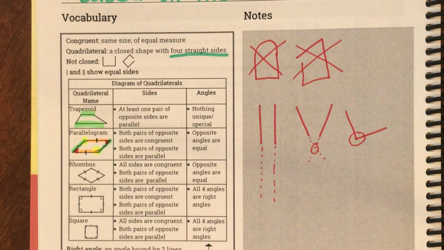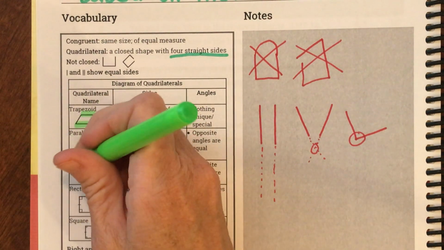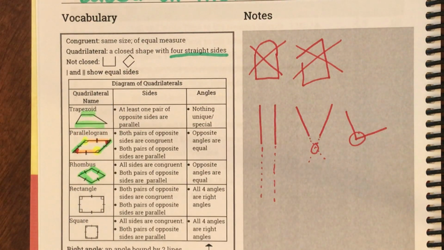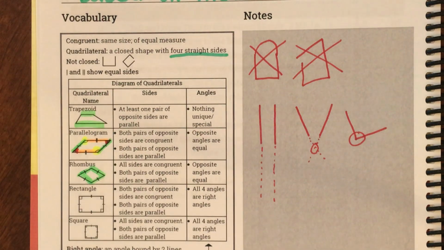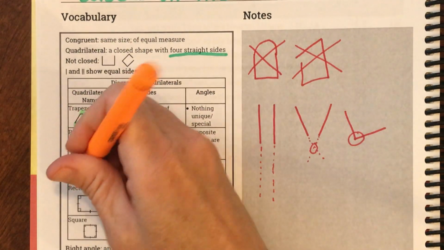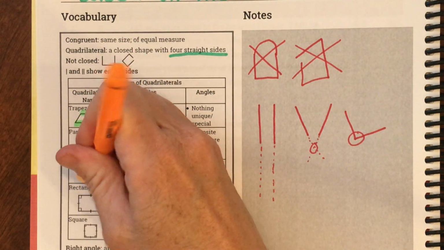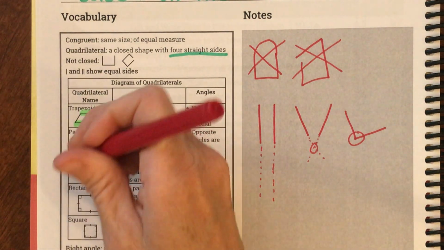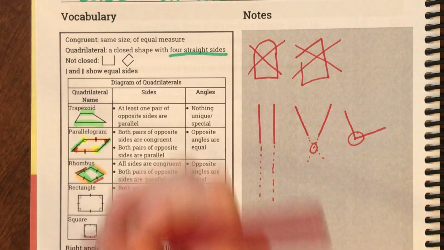Okay, our next one is called a rhombus. A rhombus says all sides are congruent. All sides. They also put these little dashes to tell you that they're all equal. So all four of those sides are exactly the same. And then it also tells us both pairs of opposite sides are parallel. So this side is parallel to that side. And then this side is parallel to that side.